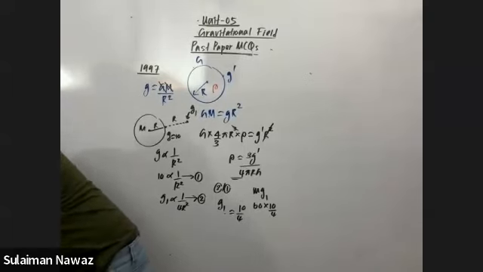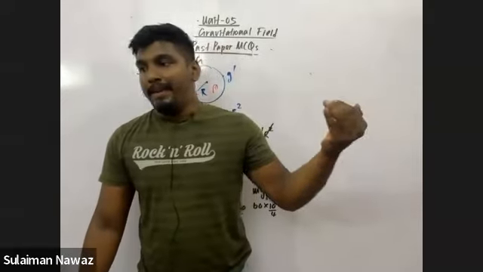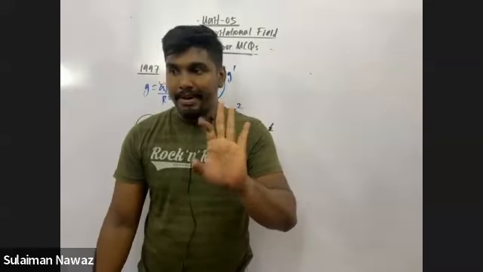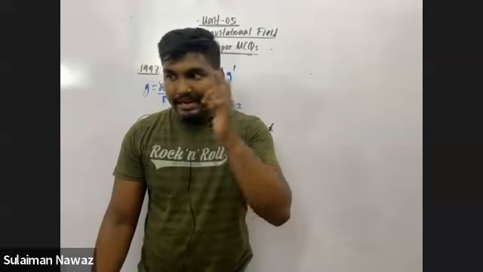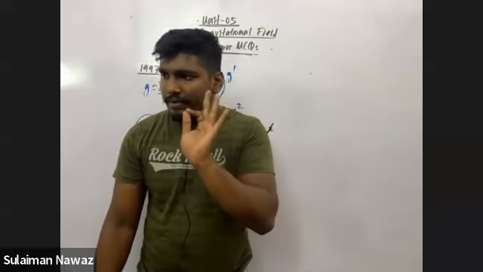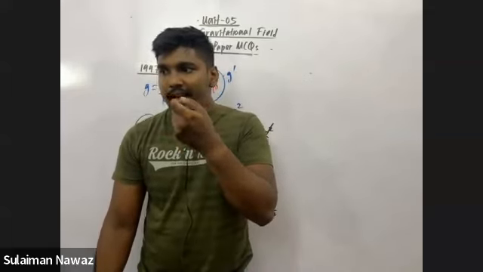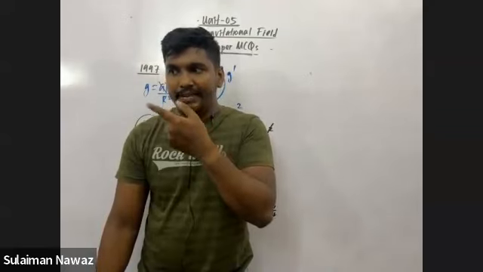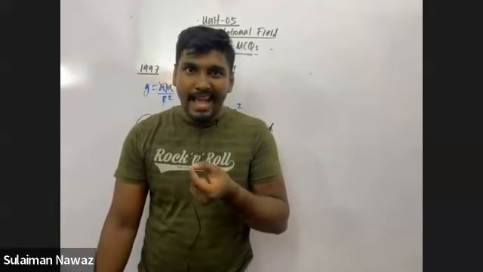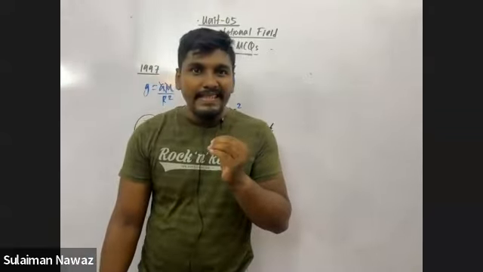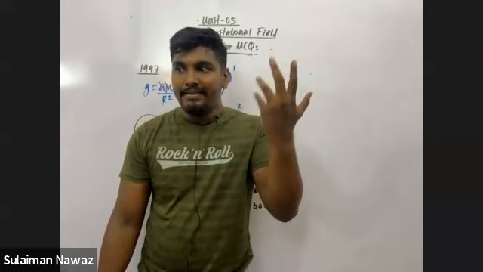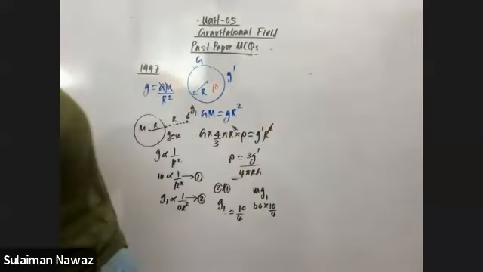Then 1996. If capital M and capital R are the mass and the radius of the planet respectively, G is the universal constant of gravitation, acceleration due to gravity at the surface of the planet is. Very easy, right? What is the equation we learned for gravitational acceleration, if not gravitational intensity? G equals G capital M over R squared. That's the answer. Basic.